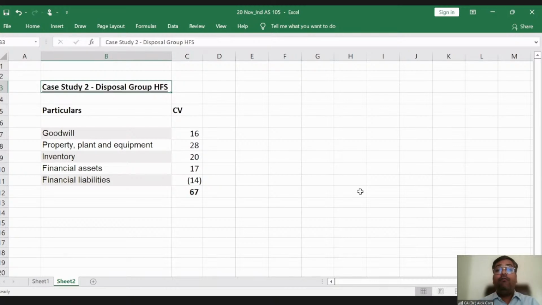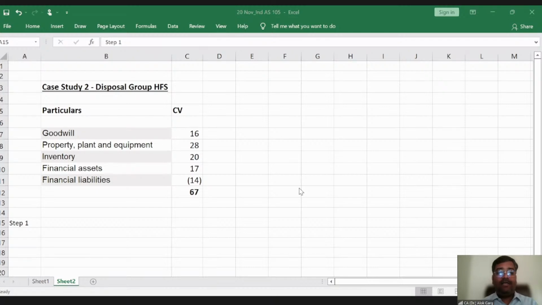So let's come to the Excel file now to solve this disposal group held for sale case study, right? Case study number 2 from my PPT. So friends, this information is given, right? First of all, step number 1. What is step 1?